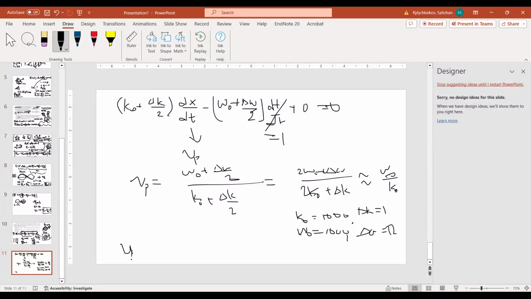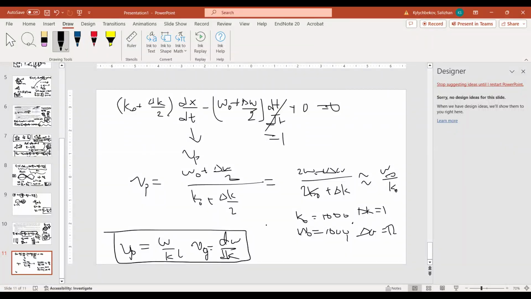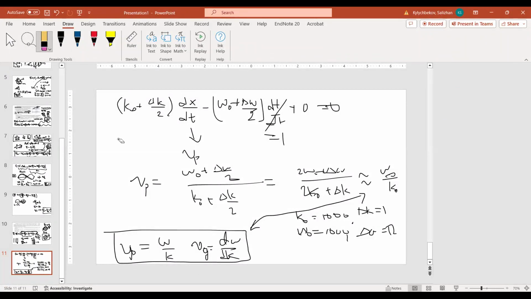Usually phase velocity is always omega over k. And group velocity is equal to the derivative d omega over dk. This knowledge you know beforehand. And when you see this, does it match? Velocity phase is this. It matches, right? It matches, so which means we solved it correctly.